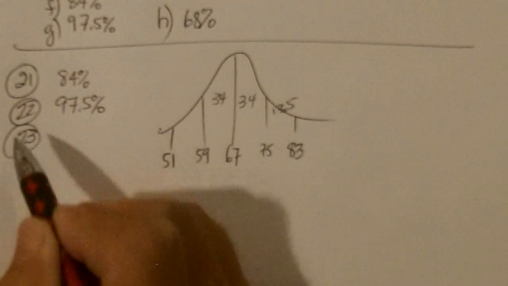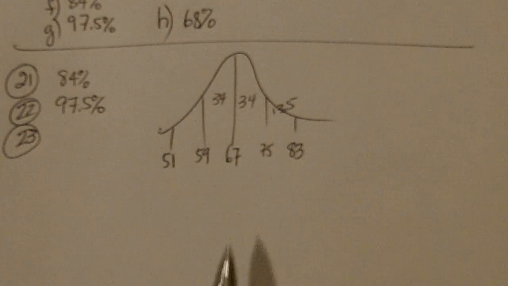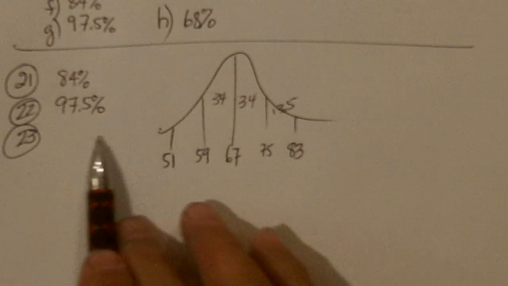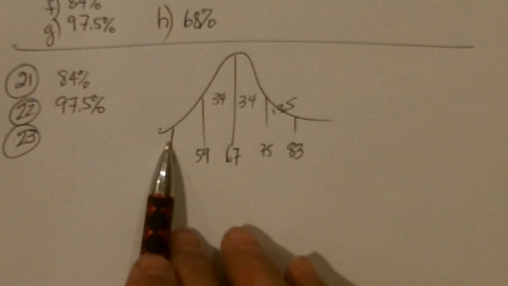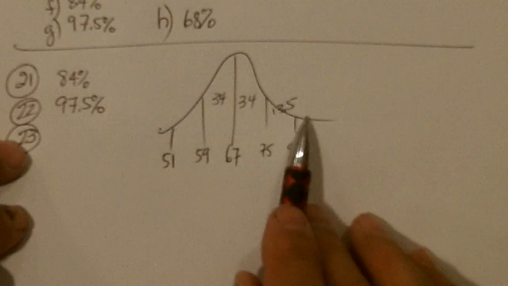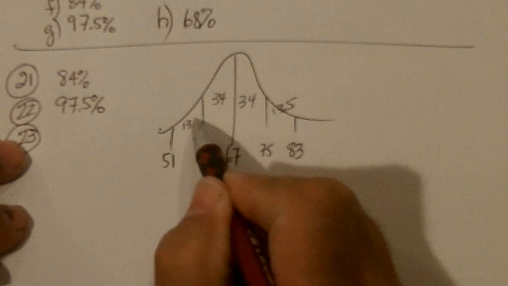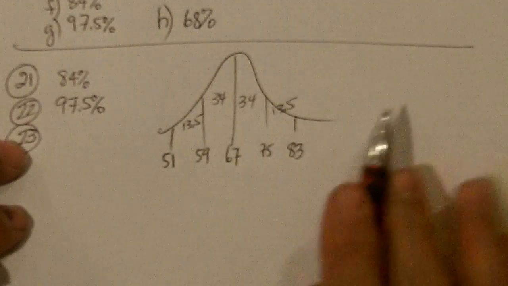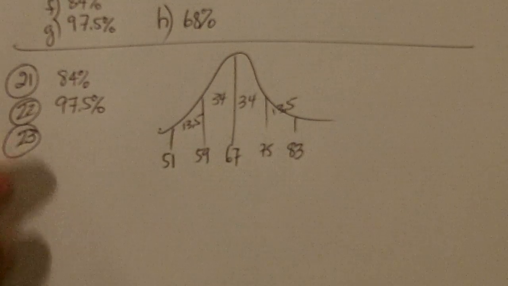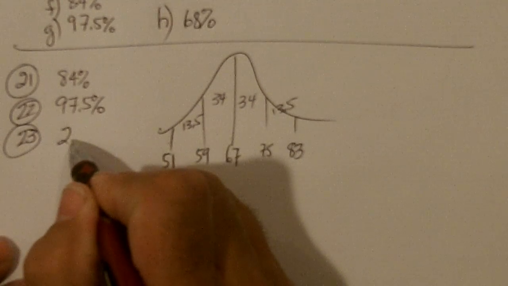23. A failing grade in an exam is anything 2 or more standard deviations below the mean. 2 or more below, so everything below 51. Well, 50 plus 34 plus 13.5 is 97.5, so the failing grade is everything below that. That only leaves 2.5%.